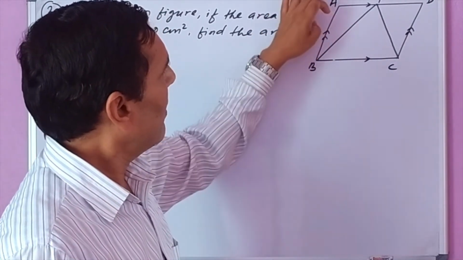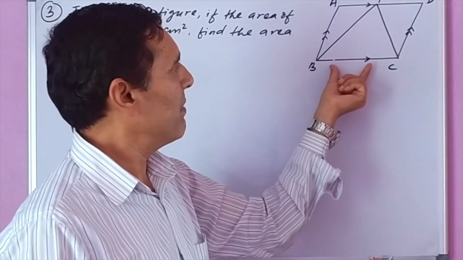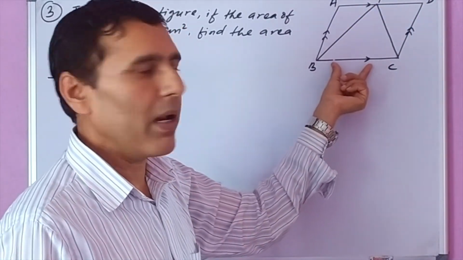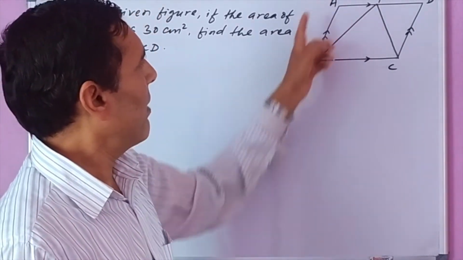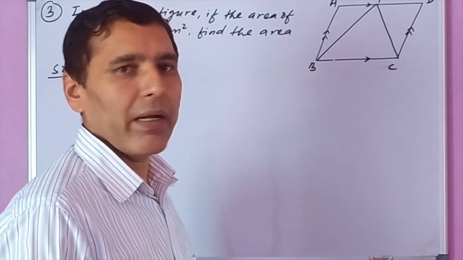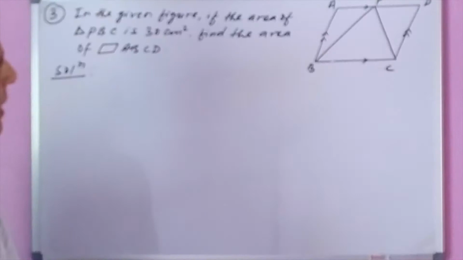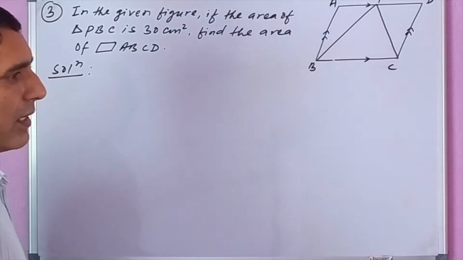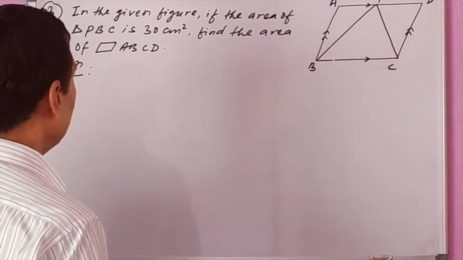So clearly, if the parallelogram ABCD and triangle PBC are on the same base BC and between the same parallel lines BC and AD, then the area of this parallelogram ABCD will be just double the area of the triangle, according to the theorem. So it is a 1 mark question, a very short question, and just in one line we can get the required answer.